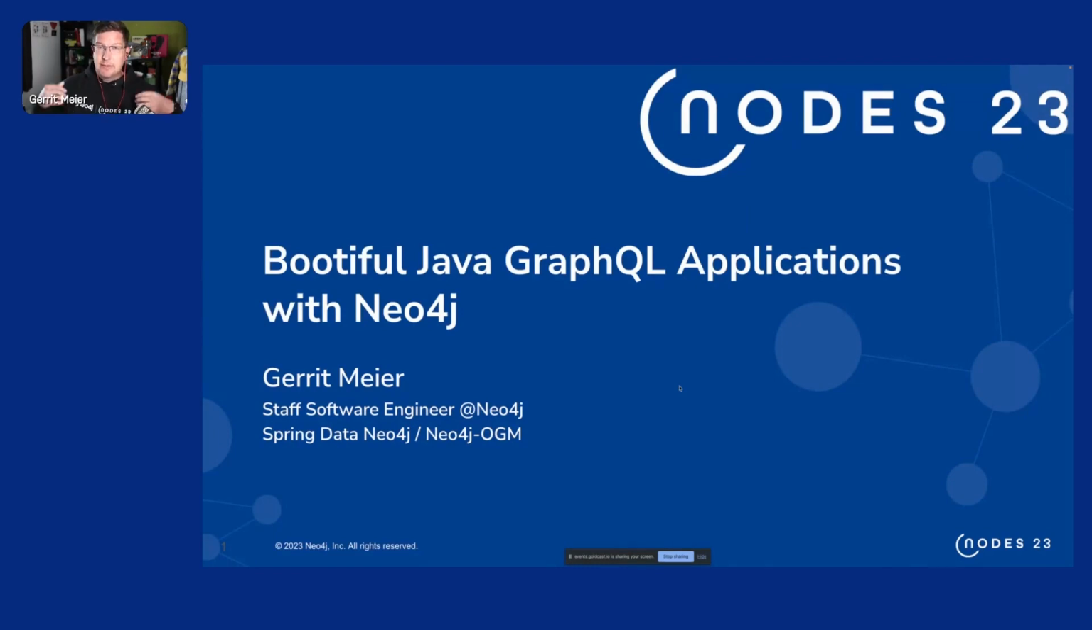I'm Gerrit, who doesn't know me. I'm a developer in the Spring Data Neo4j team at Neo4j. Also involved in Neo4j OGM, all graph mapping stuff, Java related.